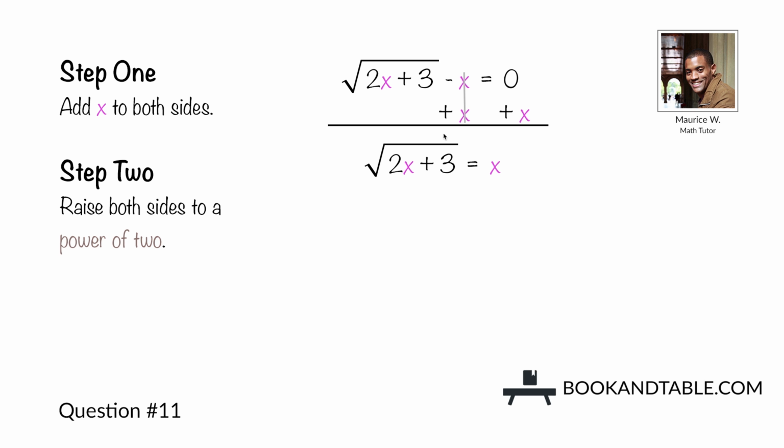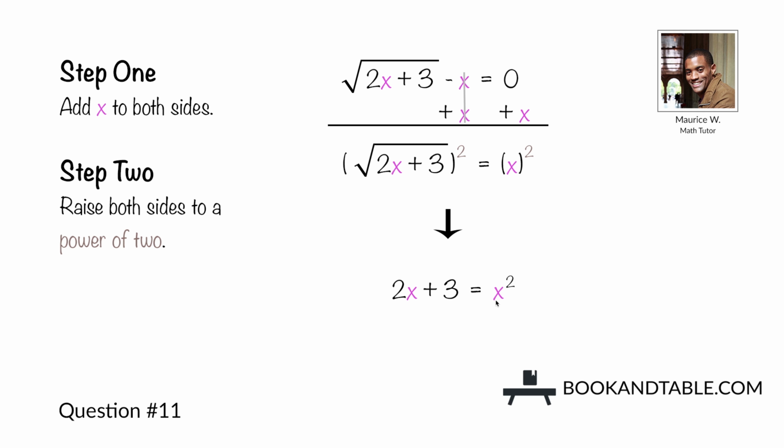Step 1, add x to both sides. This helps you isolate the first radical on the left side of the equation. And now to eliminate this radical sign, step 2, raise both sides to a power of 2. This leaves you with 2x plus 3 on the left side and x squared on the right side.